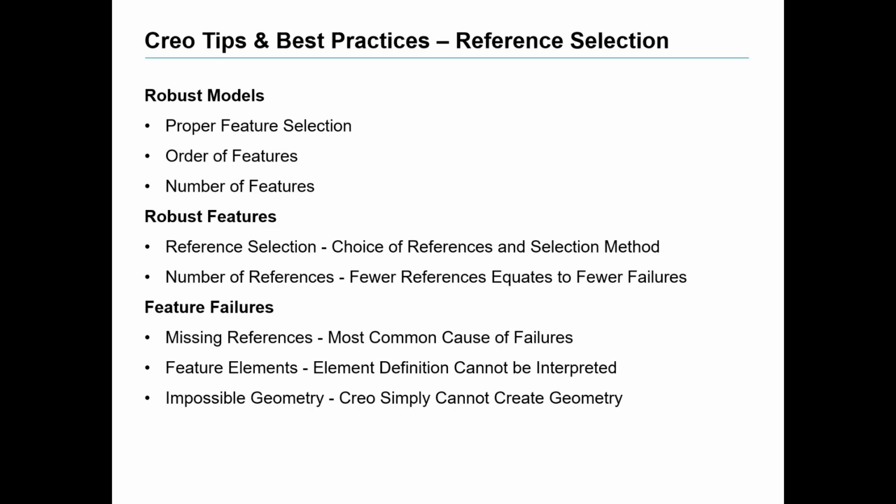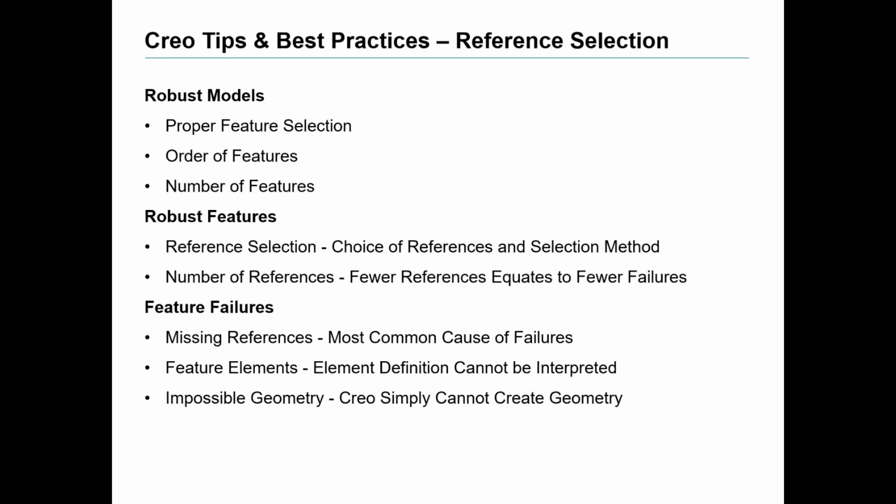When we try to make our features more robust, that's where we really get into our reference selection. And we need to know the choice of references that are available to us and the selection methods that are also available to us. And typically, a lot of users don't go very deep into that. They're just picking something. Maybe if they want to use multiple references, they'll hold their control key down and pick those references. And that's not always the best approach. And that's what we're going to do today, is show you some better ways, right?